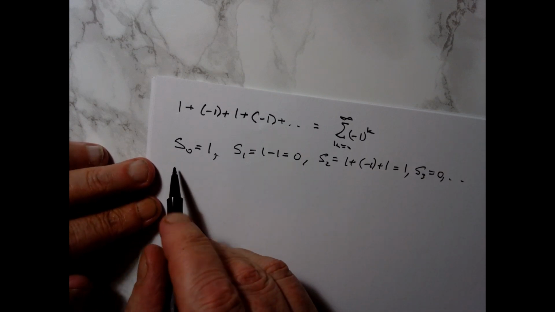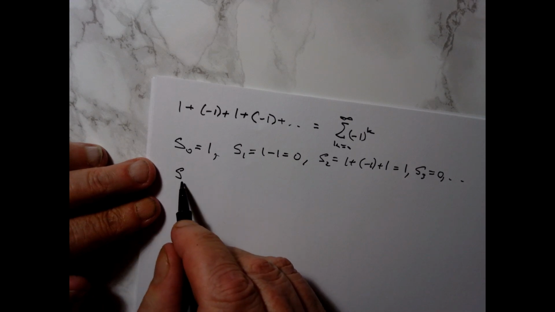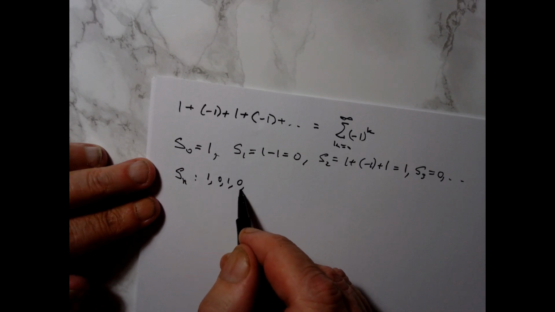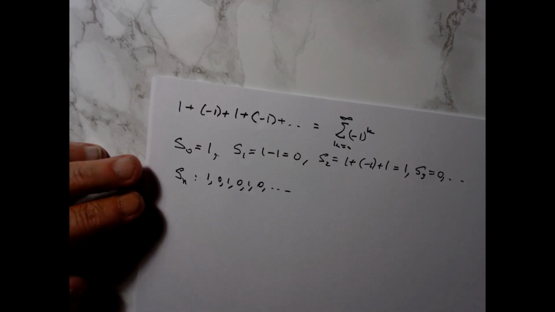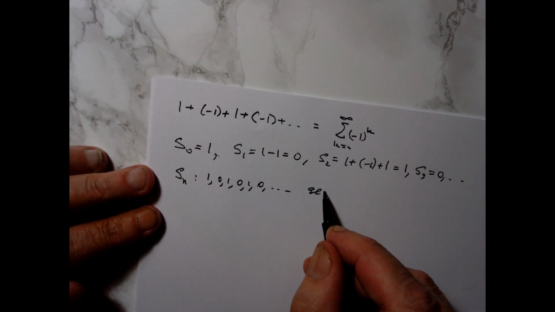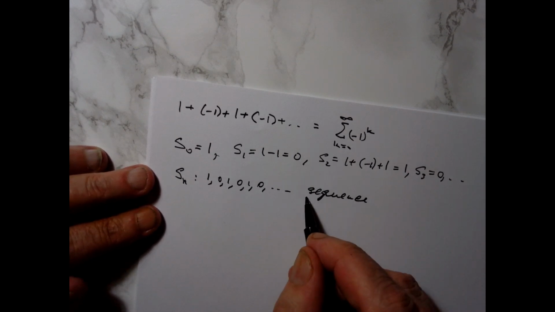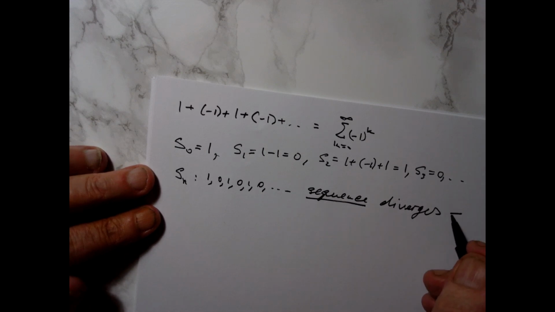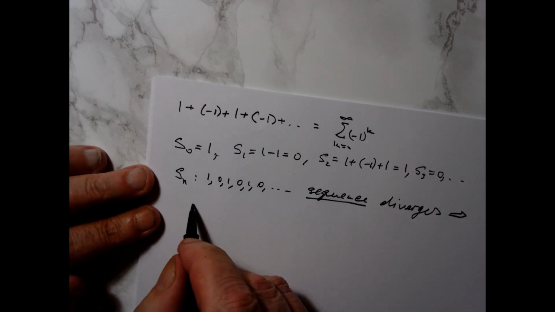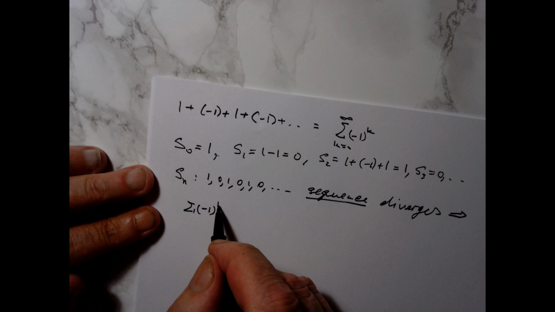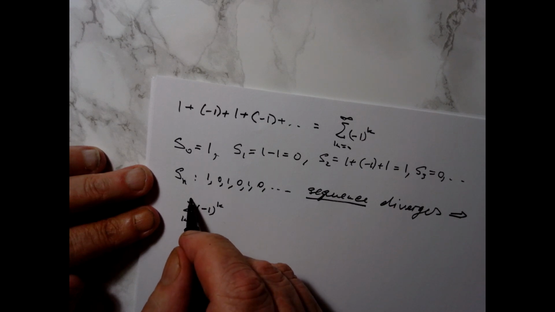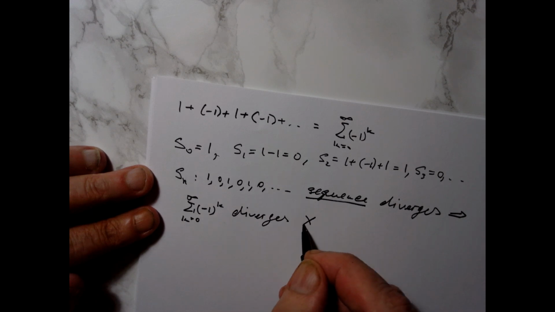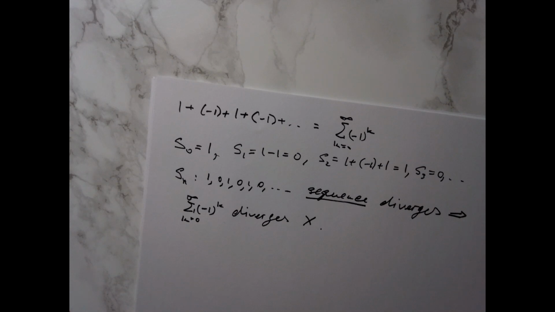So in this case, the sequence of partial sums Sn is the sequence consisting of 1, 0, 1, 0, 1, 0, etc. And I hope you know that this sequence diverges, and therefore the series sum of minus 1 to the k, k from 0 to infinity, diverges, and that's it. That's the end of the story. There is nothing more to say about this particular series.